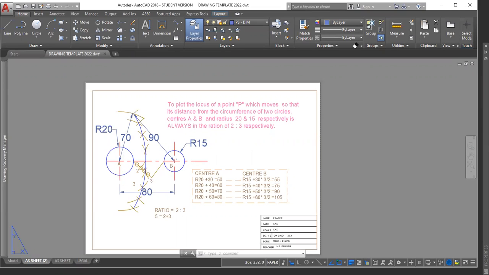So that's pretty much that for this. Please look out for the AutoCAD application for this. I will be drawing this actually in AutoCAD. So please look out for that.